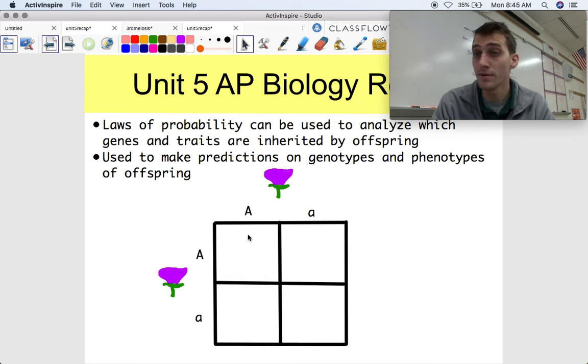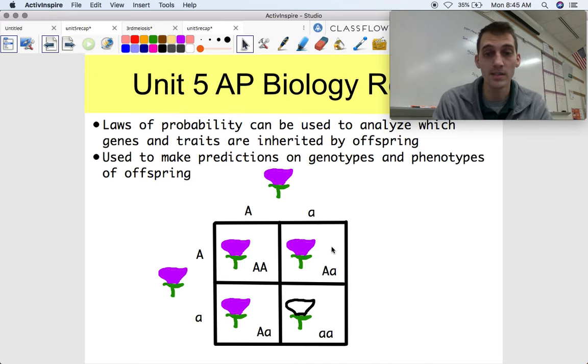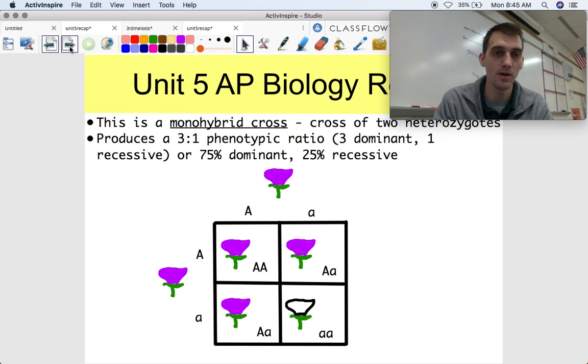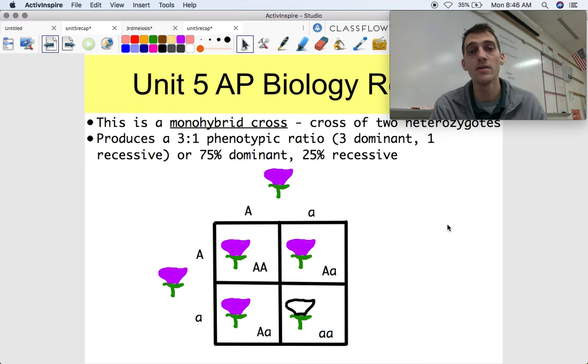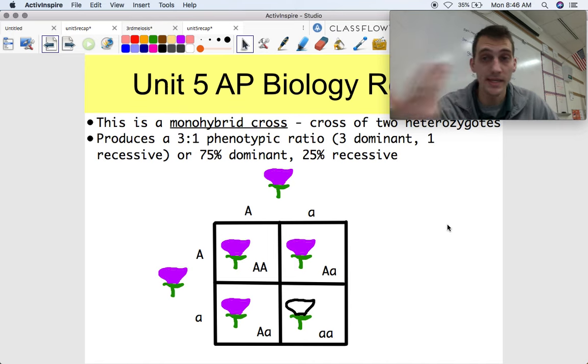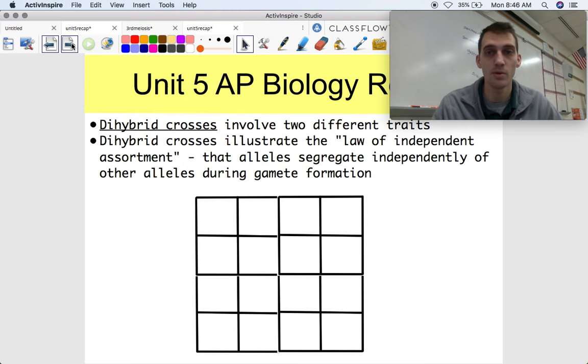But this one might be a little different. So if you don't know how to do this, try it out for yourself. Pause the video. I'm going to have a dominant A, dominant A; dominant A, recessive A; dominant A, recessive A; and recessive A, recessive A. Therefore, ta-da, there it is. We have a 3-to-1 ratio, phenotypic ratio as we call it. What I just demonstrated here is called a monohybrid cross, a cross of two heterozygotes. As I just said, it produces a 3-to-1 phenotypic ratio where there are 3 individuals expressing the dominant trait and 1 individual expressing the recessive trait. So 75% dominant, 25% recessive.